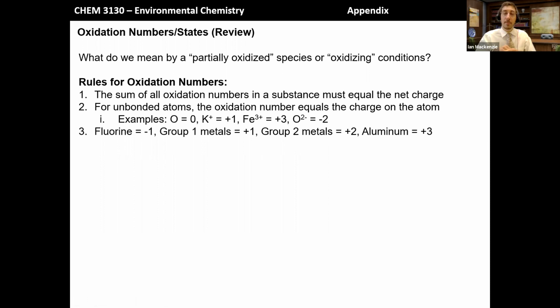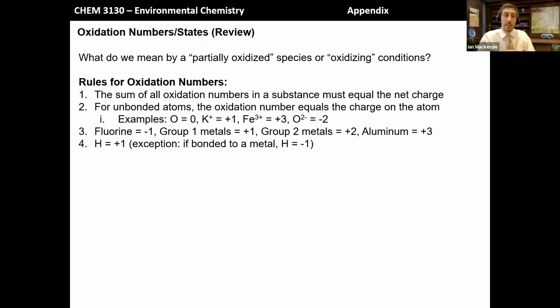The third rule is that fluorine is always -1, group 1 metals are +1, group 2 metals are +2, and aluminum is +3. Remember, group 1 is lithium, sodium, and potassium. Their oxidation number whenever they're in a compound is +1. Group 2 would be things like calcium and magnesium. We already know those normally take a +2 charge in ionic compounds. Here they have a +2 oxidation state, and aluminum normally takes a +3.